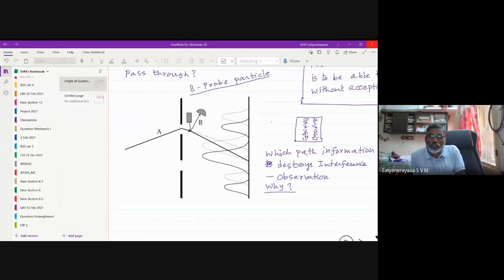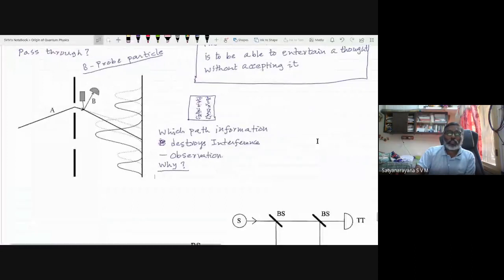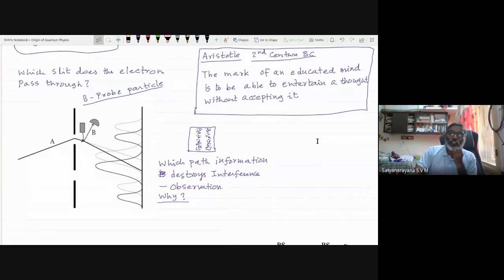The slit separation, slit width, everything is the same. According to our previous hypothesis testing, if this electron that is coming in is like some wave packet, it should behave like a wave, and interference should not be destroyed. Maybe it can be a little bit modified if you wish so, but it cannot be completely destroyed. It should not behave like a particle. So this is something which is very interesting and intriguing to understand. So which path information destroys the interference? This is the observation. Now this question why is very important. The answer for this was provided by Heisenberg. We call this the Heisenberg mechanism.